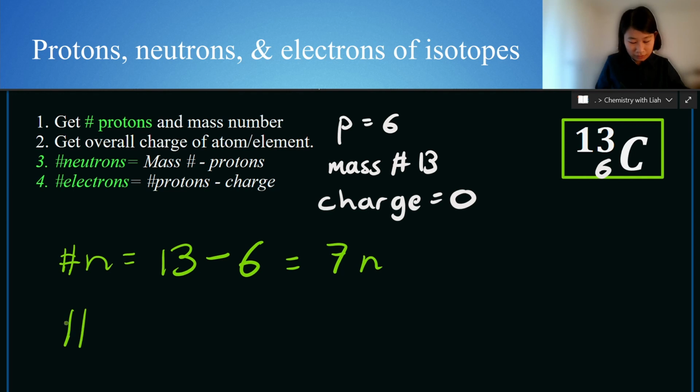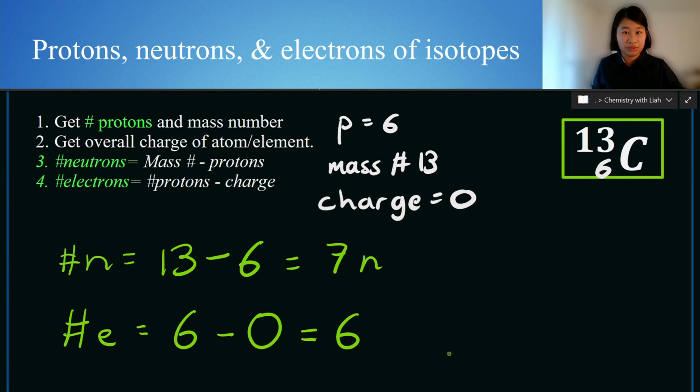Now let's find the number of electrons. So the number of electrons is protons minus the charge. So we know that protons is 6 minus 0 charge. That's going to be 6 electrons, because 6 minus 0 is 6. So in the end, we know that the number of protons is 6, number of neutrons is 7, and the number of electrons is 6.